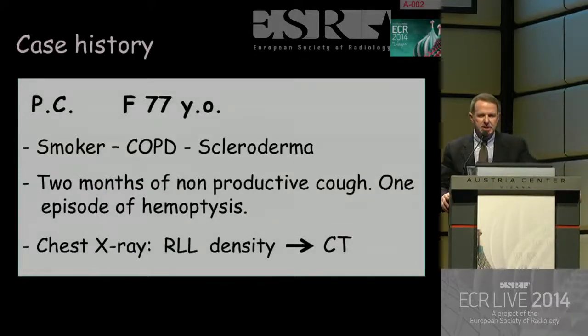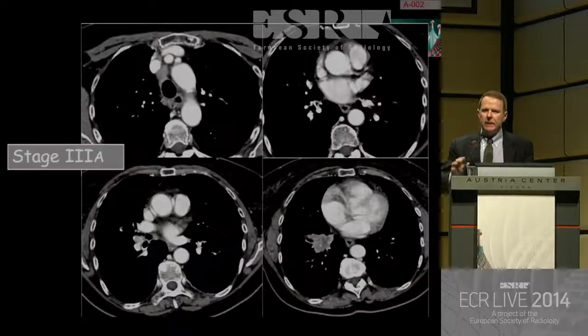This is a lady, she's 77, she has COPD, she's a smoker, and she has scleroderma. She's having a cough for the last 2 months with 1 episode of hemoptysis. She's taking a chest X-ray and she has a density in the right lower lobe. And from these 4 images, you can clearly make a diagnosis that this is probably a lung tumor, probably a stage 3A lung cancer. But where do we get a tissue diagnosis?